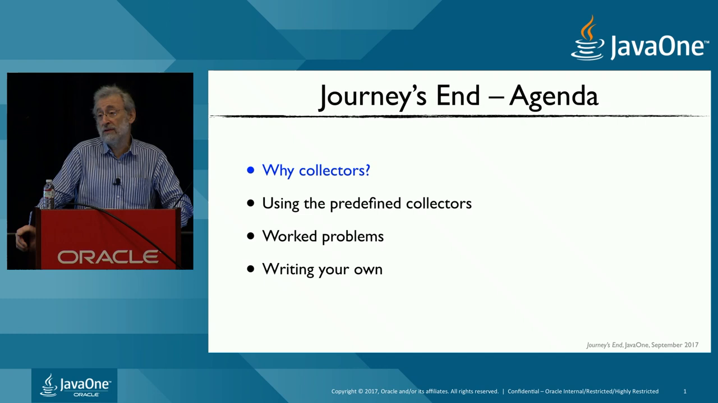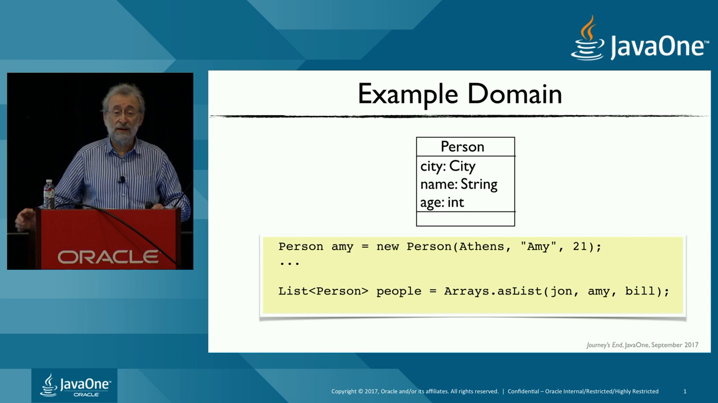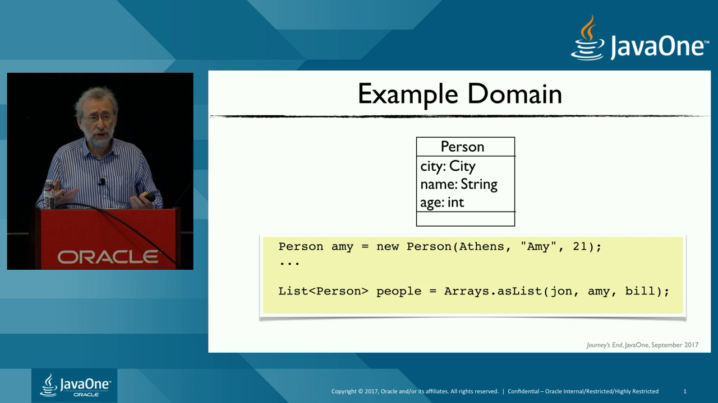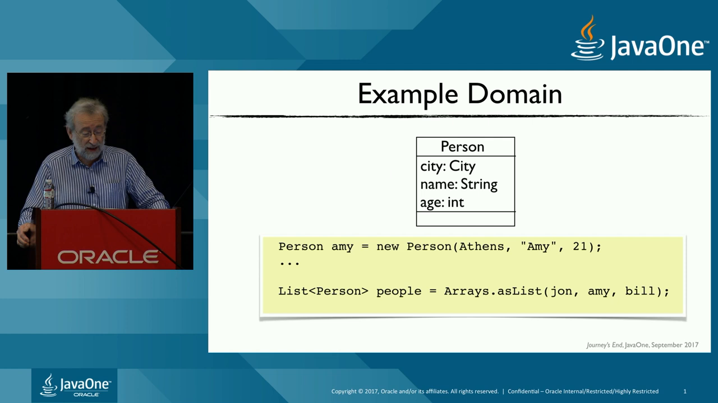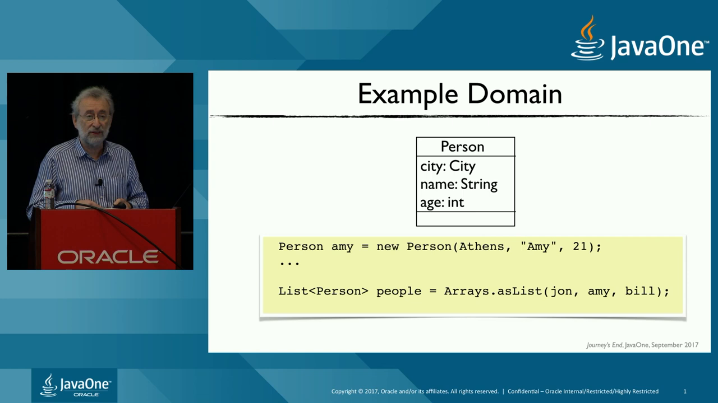So the example domain for the talk is made as simple as possible. We just have a value object, a person, with three fields, a city, which I presume to be an enum, but we never actually see it defined, and a string field, and an int field. So the idea of that is to have a couple of reference fields and a primitive field, because that works differently, and that gives us some different problems.